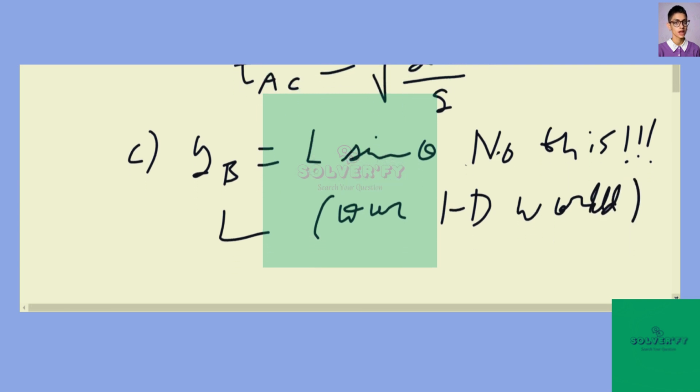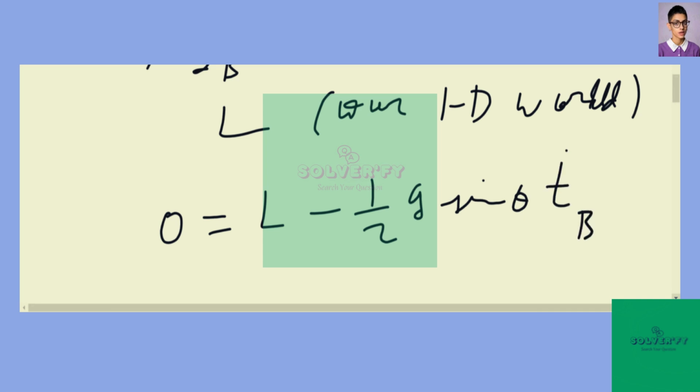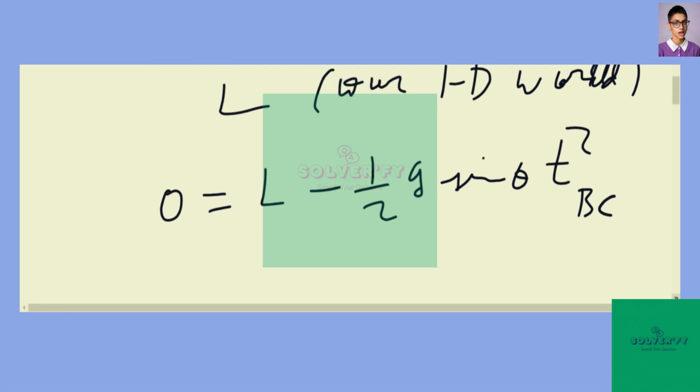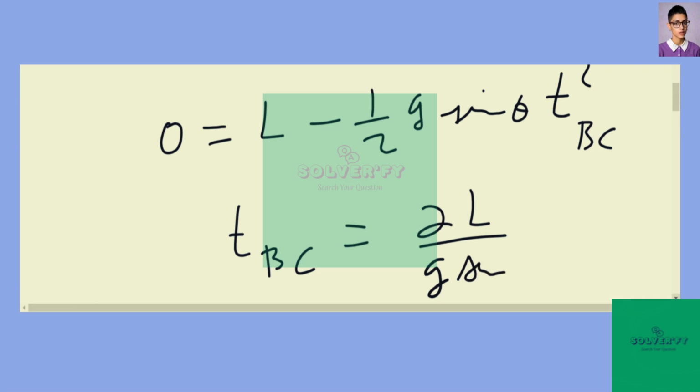So we still use the same equation as above. We set 0 equals L minus 1/2 g sine theta t BC squared. And when we solve for that time, we have that t BC is equal to the square root of twice L over g sine theta.